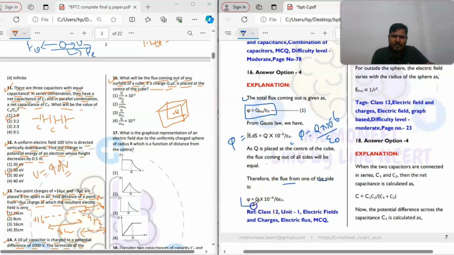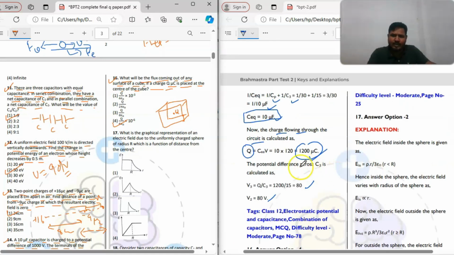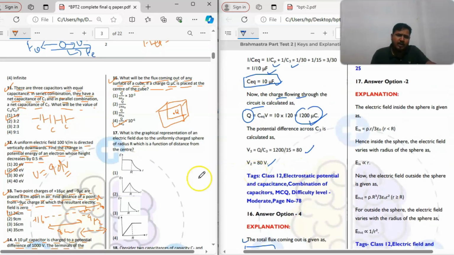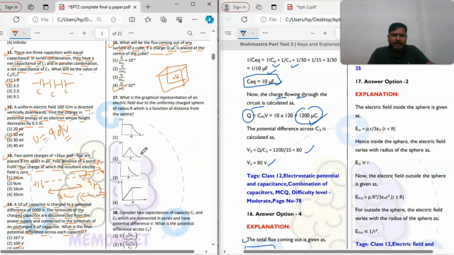So phi dash is equal to phi by 6. After putting the value, we get Q times 10 to the power minus 6 by 6 epsilon naught. That is our fourth option, which is the correct option. I think you might have understood the concept. Now it's time for the next question.